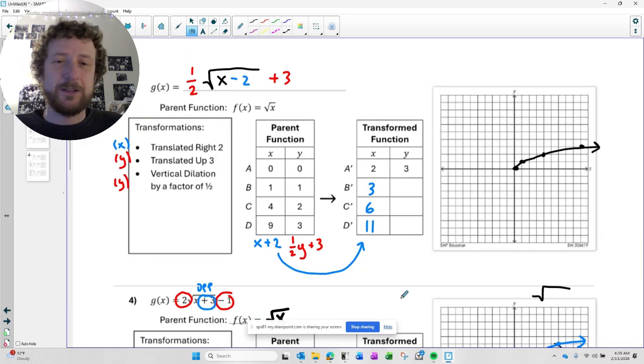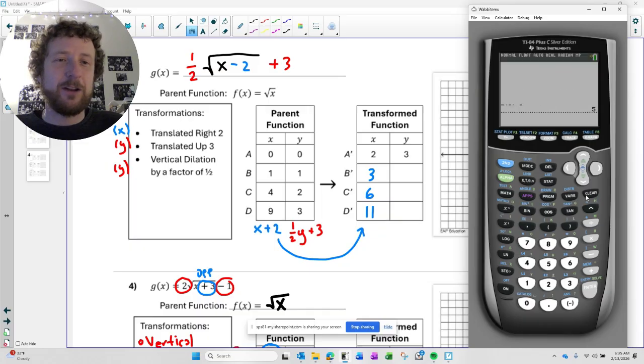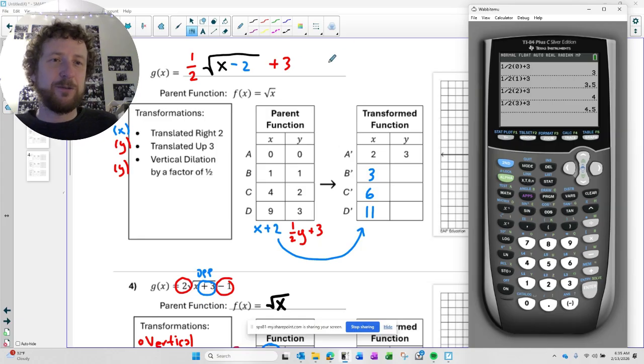And so let's look at this. I'll do it in the calculator again. So I'm going to go 1/2 parentheses, and my first point is 0. So 1/2 times 0 plus 3. And I'll just keep repeating that with each of the points that I have there, with 1, with 2, 1/2 times 2 plus 3, and with 3, 1/2 times 3 plus 3. And that gives me all my new outputs: 3, 3.5, 4, 4.5.